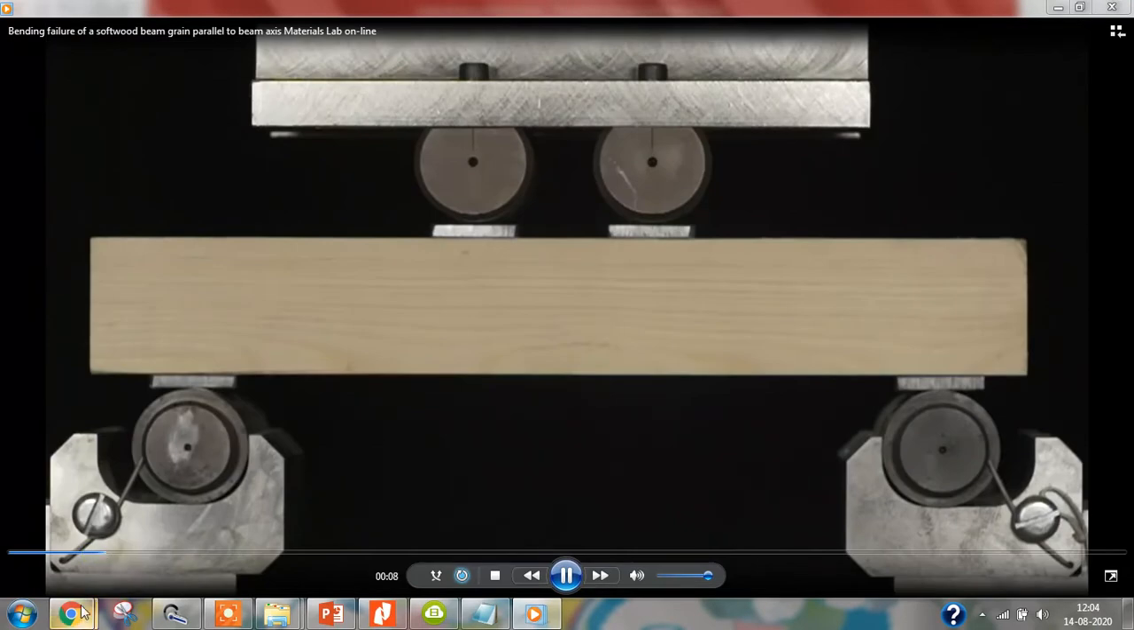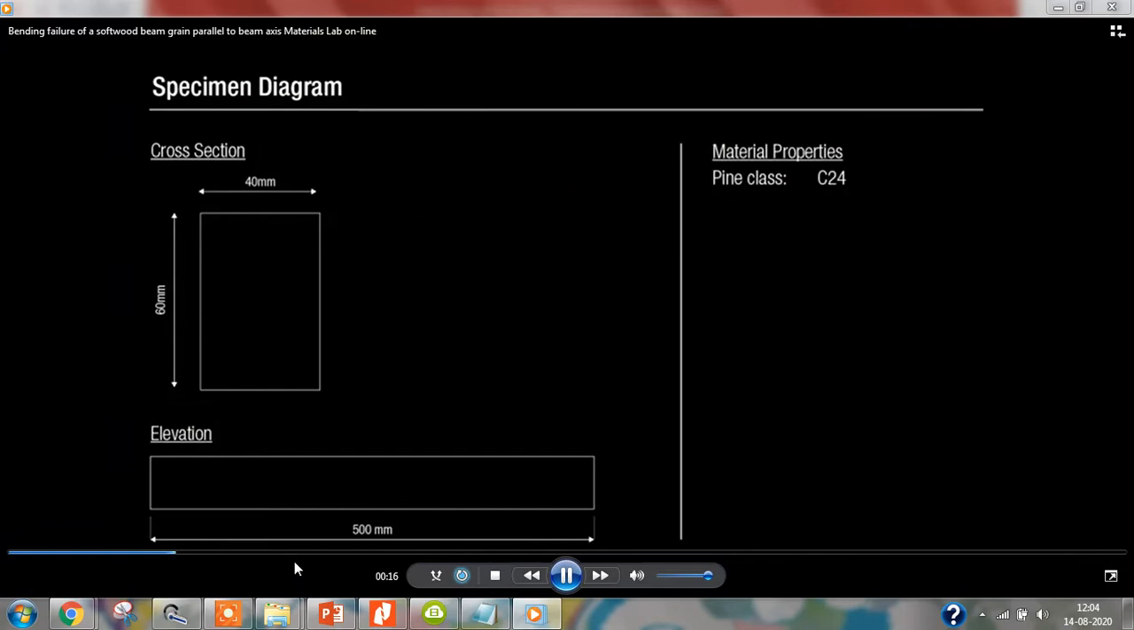This video shows a 4-point bending test. These cylinders are called mandrels, and this is actually 4-point bending. We can do 3-point bending also. Timber beam with the grain running parallel to the beam axis. The beam is made of softwood pine class C24.